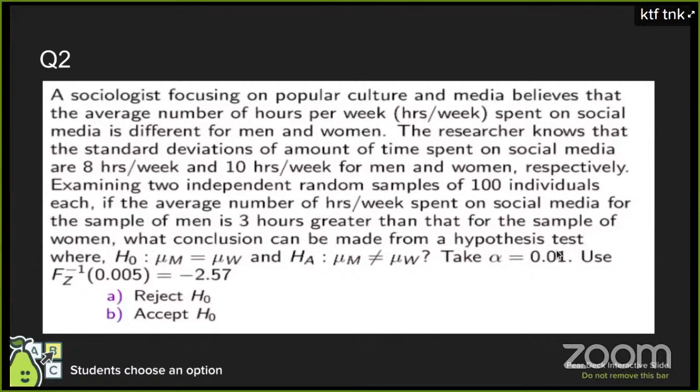A sociologist believes that the average number of hours per week spent on social media is different for men and women. Generally, we say that my mean is this much, so that becomes my null, and then we choose whether it's a right tail or left tail. This is creating some sort of confusion here, sir.